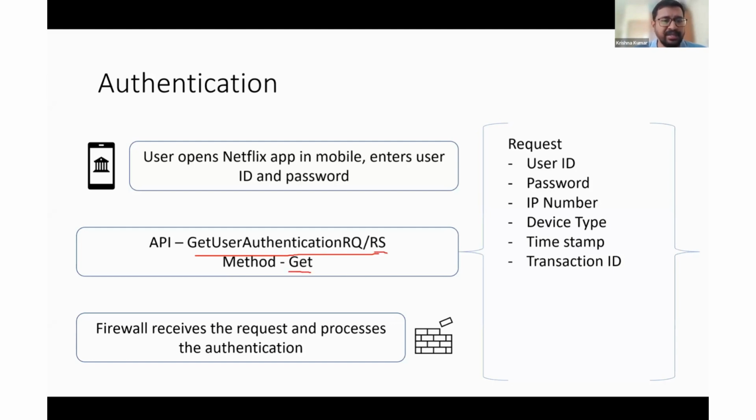The method is get, and the general parameters of this are user ID, the password, which obviously will be encrypted, IP number, which is the internet provider's number from which the app is being used, device type. Now we simplified it so that it is only mobile type. The timestamp and transaction ID is something important that I have added here, but I'll explain about timestamp and transaction ID at a later stage. I'm not saying these are the only parameters the request will carry, but this could be others.